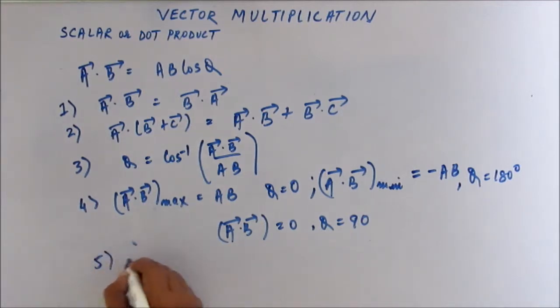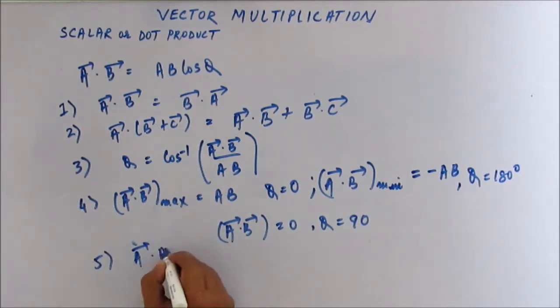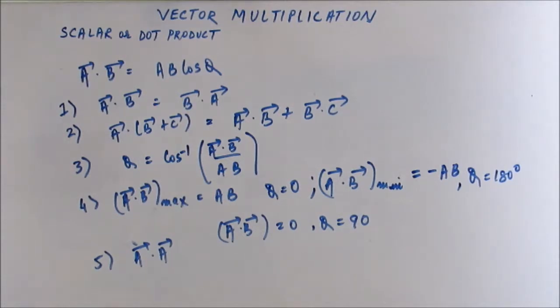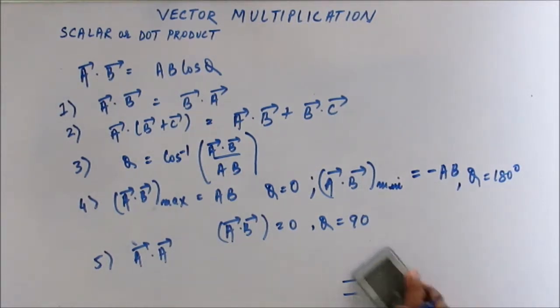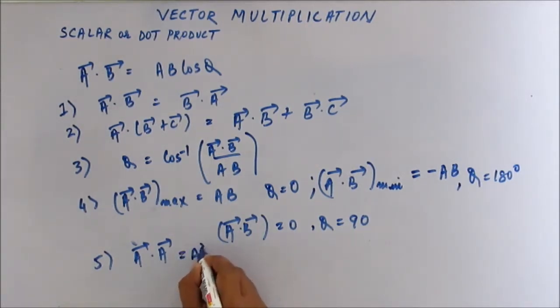Okay, A vector dot A vector, what would this be? Just as A vector dot B vector is A into B into cos theta, A vector dot A vector will be A into A into cos theta, where theta is the angle between A vector and A vector. It's the same vector, so they are parallel vectors, same in magnitude, same in direction. So the angle between them is 0. So A vector dot A vector would be A square into cos 0, which is 1. So this is simply A square.